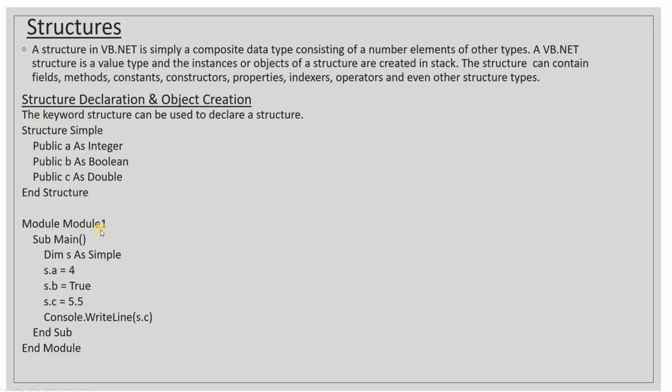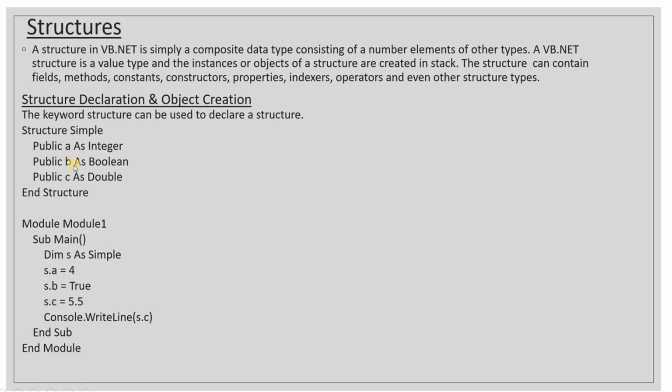First, Module1 is our program name. Then Main, Dim S as Simple. It means we create an object whose type is the structure type. Then when we call the structure's elements, how can we call? With the help of the dot operator. S is the object of the structure, dot is the operator, and A is the element of the structure. Then S.A equals 4, S.B equals True.